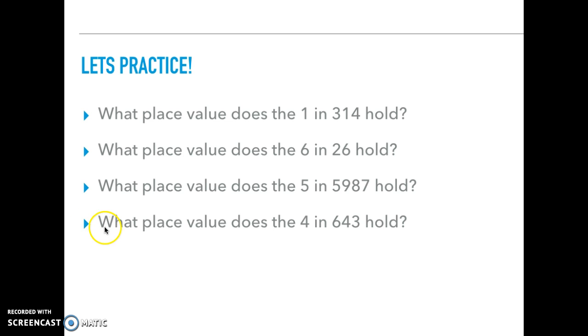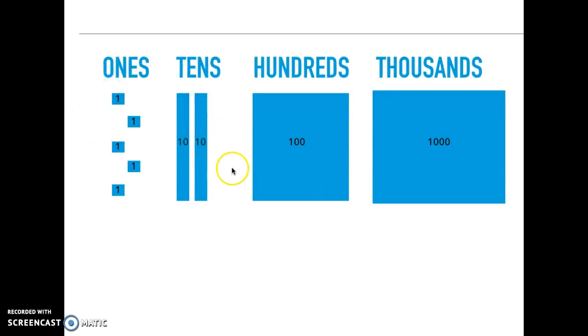And in our last example, what place value does the 4 in 643 hold? Well, that's 600 plus 40 plus 3. Or that's 6 hundreds plus 4 tens plus 3 ones. So the 4 is in the tens place.